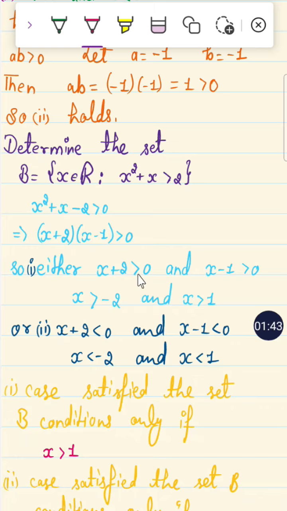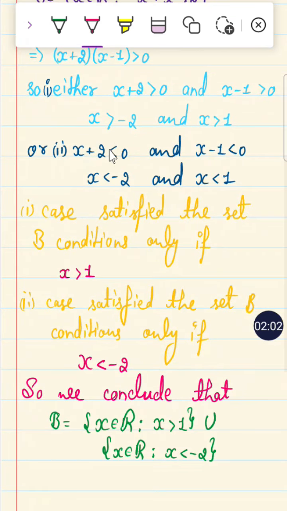Why? If x is greater than 1, then it is possible, because if you take 1 minus 1, then it is 0, it makes it 0. So always x is greater than 1. X greater than -2 will not be possible. Then for the second case, you can also consider the set conditions only if x is less than -2, right? So we conclude that the union of the first and second becomes B.